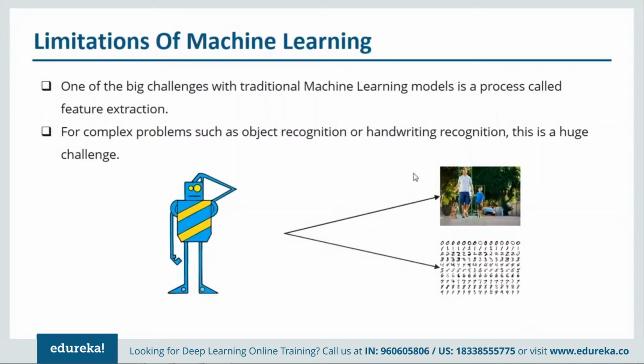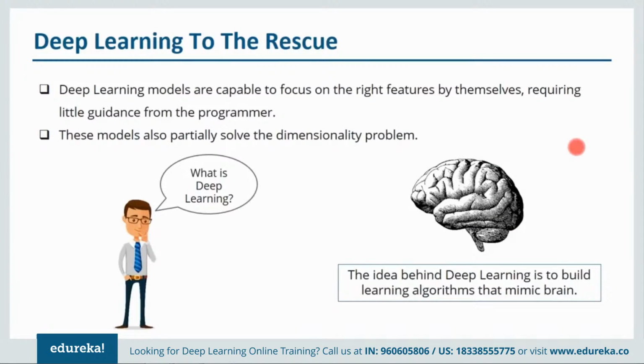Now, obviously we have a limitation, and it won't be fair if I don't give you the solution to this problem. So we'll move forward and understand how deep learning solves these kinds of problems. As you can see, the first line on your slide says that deep learning models are capable of focusing on the right features by themselves, requiring little guidance from the programmer. So with the help of little guidance, these deep learning models can generate the features on which the outcome will depend. At the same time, it also solves the dimensionality problem. If you have a very large number of inputs and outputs, you can make use of a deep learning algorithm.